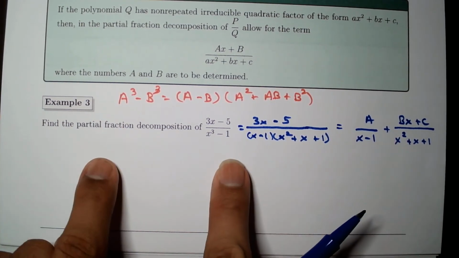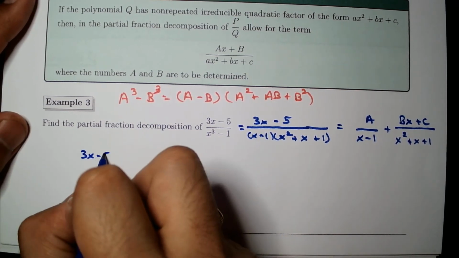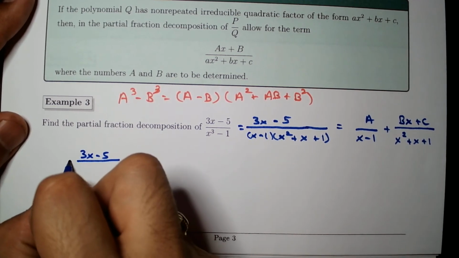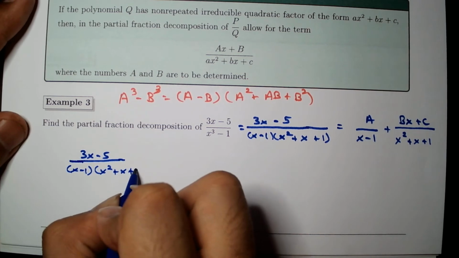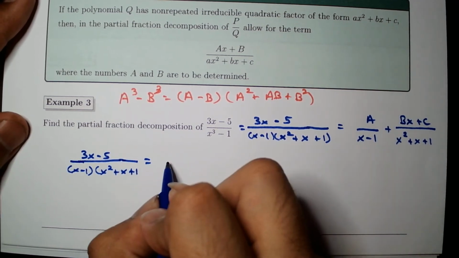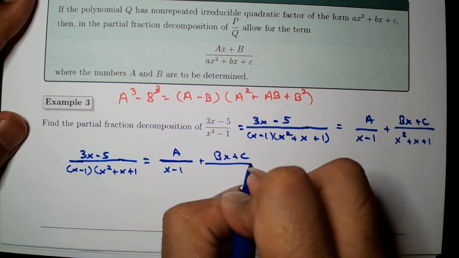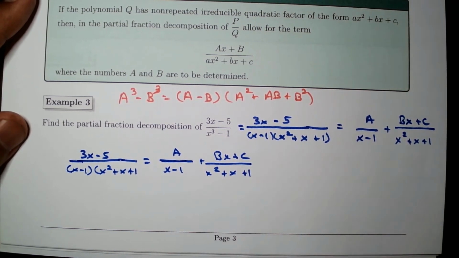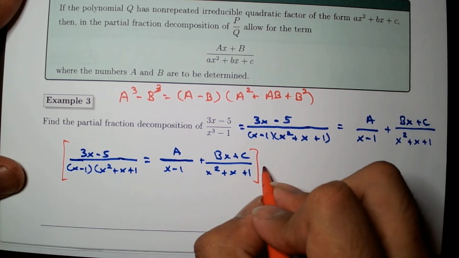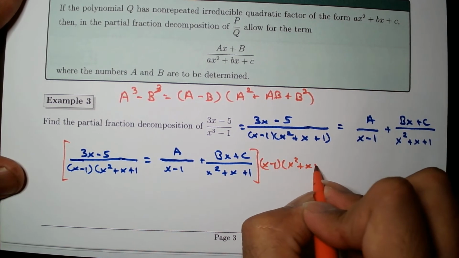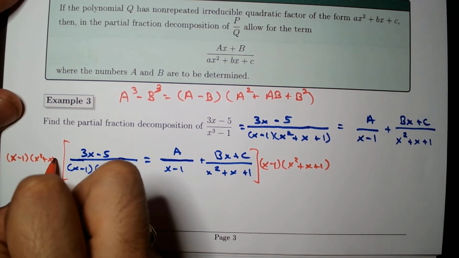Okay, again, I'm going to copy these two to get the basic equation. So I'm going to write 3x minus 5. I know it's just rewriting it. Yes, I know it's going to be a little bit tedious. And that equals a over x minus 1 plus bx plus c over x squared plus x plus 1. And in this case, what do we have? We need to multiply by the LCD, which is the product of these two, x minus 1, x squared plus x plus 1.